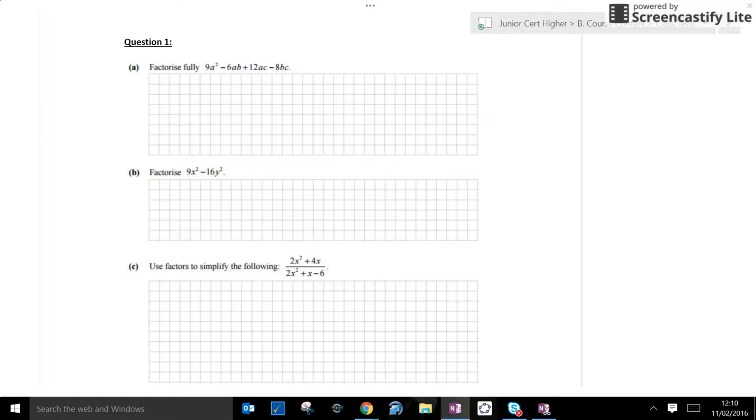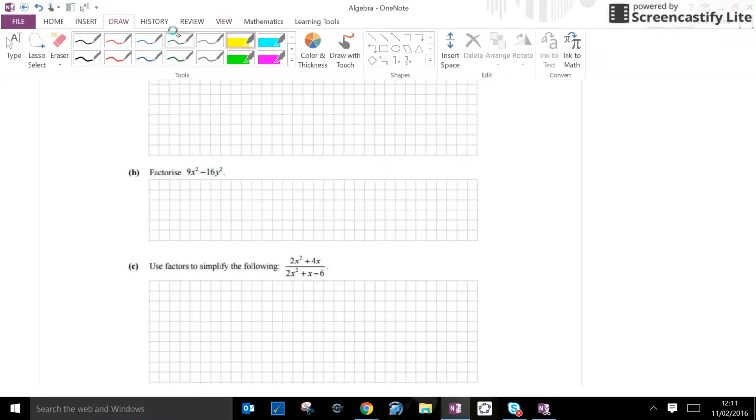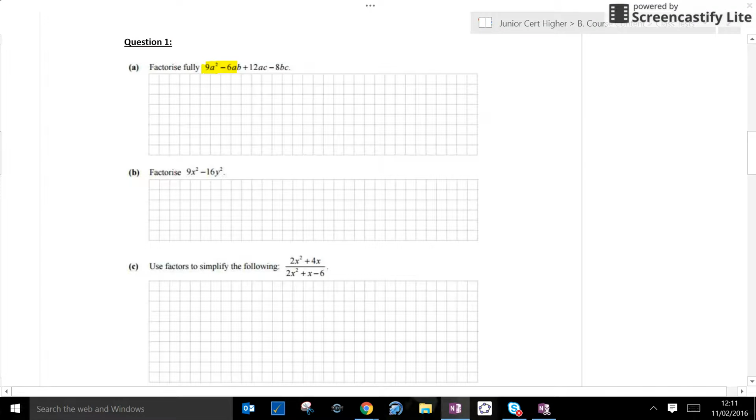Okay, so this is an expression. It has 4 terms, so we've got to use the method of grouping. So first we take the first 2 terms here and see what we have in common. We have 9a squared minus 6ab. Well, 9 and 6 have 3 as common factor. A squared and ab have a as common factor.